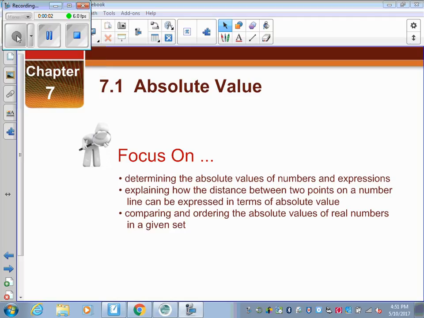Hi everybody, welcome to Chapter 7. This is our starting point on Chapter 7 called Absolute Value. And absolute value is a concept where you make everything positive, basically.